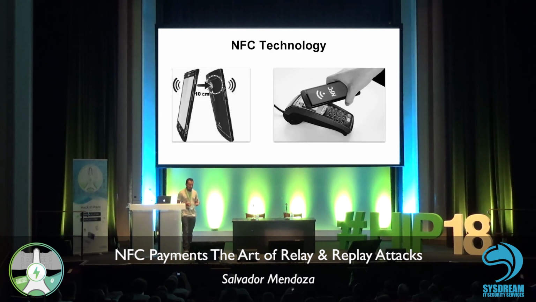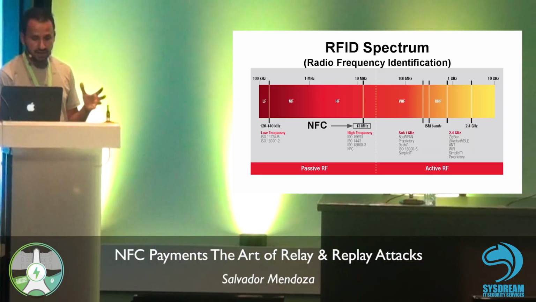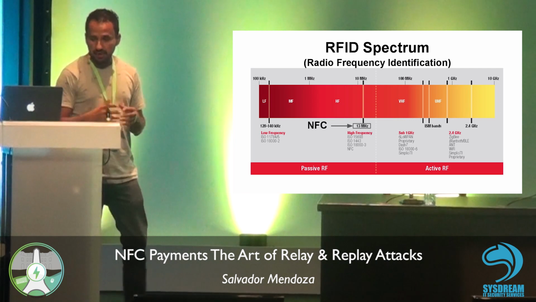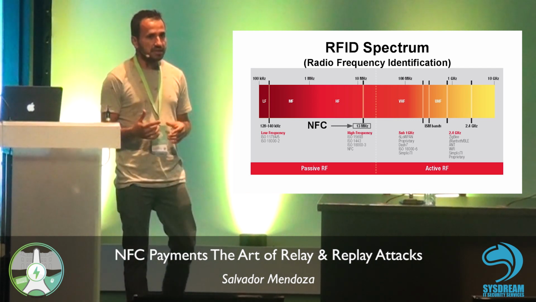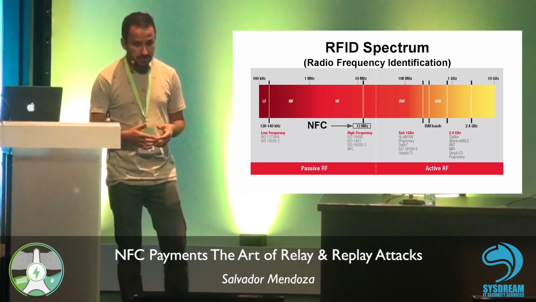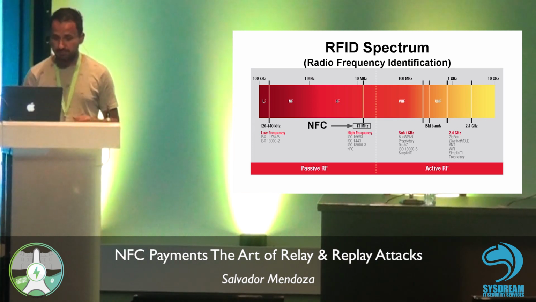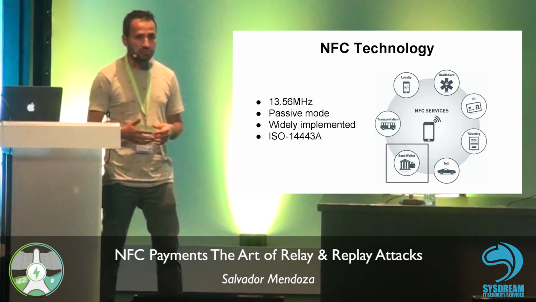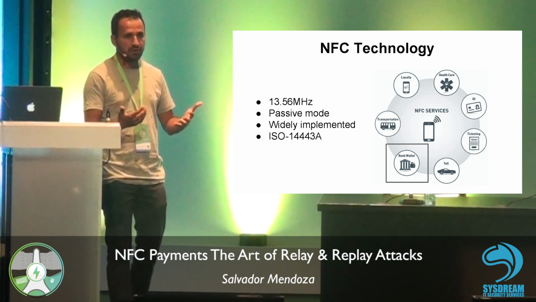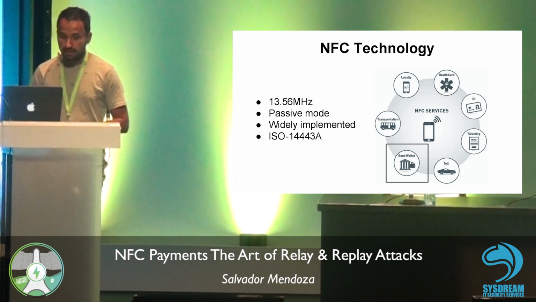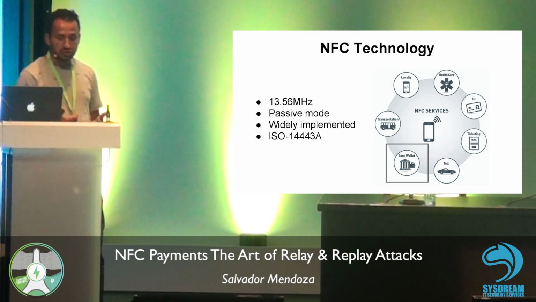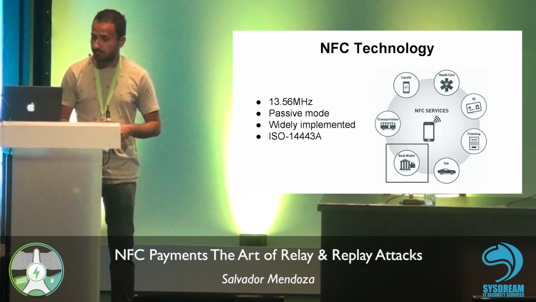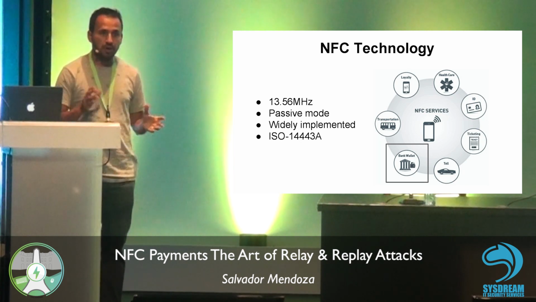Basically, NFC technology is a connection between two devices within less than 10 centimeters. And this was adopted in NFC payment systems, of course, because they thought it was secure. If we talk about the RFID spectrum, NFC is in the high frequency, 13.56 megahertz. It is a passive technology, which means that it requires another device to power it up when you put it closer to the POS, point of sale system, or a terminal. Also, it's widely implemented, and it uses ISO 14443A. And right now, we are talking specifically about bank wallet technology.